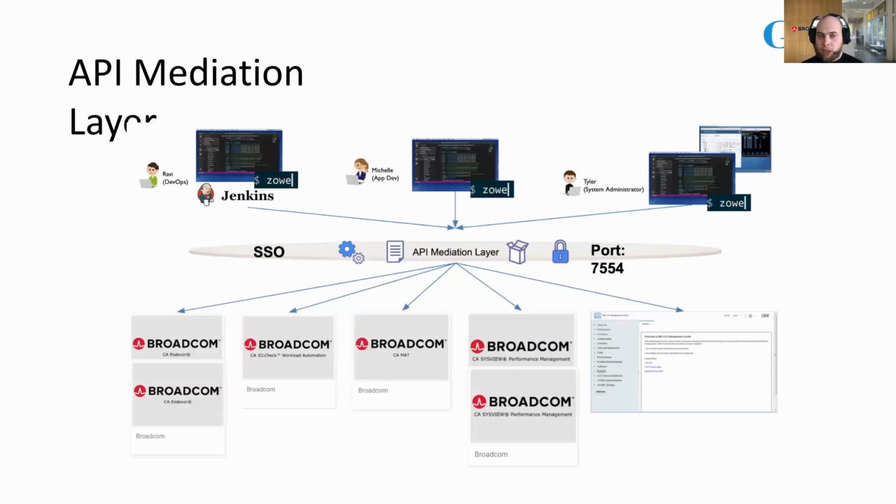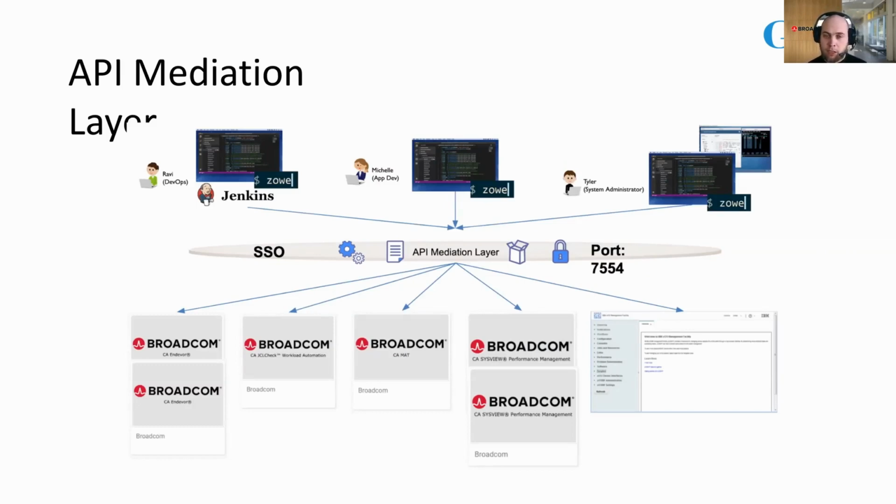For the API mediation layer and its role within the architecture, the API mediation layer should be a single point of access. So ideally, all the services that you want to access from outside of the mainframe will be onboarded into the API mediation layer. It has multiple benefits. One of them is that from the outside, you have to defend just one port, and the services communicate just with the API mediation layer.